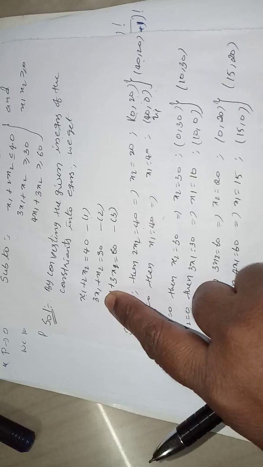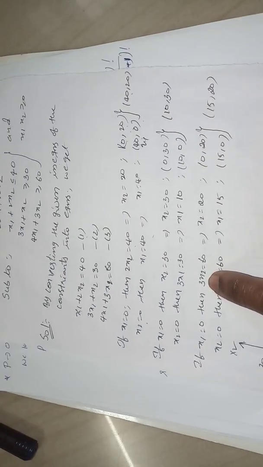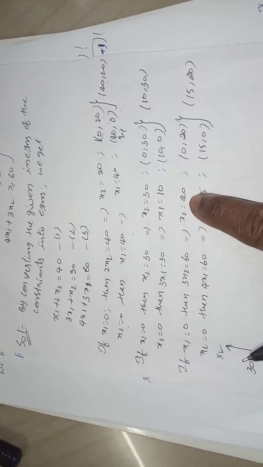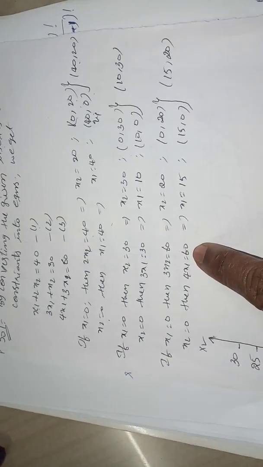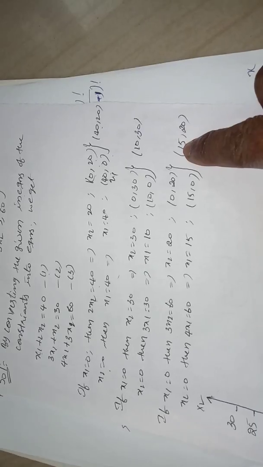Similarly for the third equation, if x1 equals 0, then 3x2 equals 60, so x2 equals 60 by 3, which is 20. So (0, 20). If x2 equals 0, then 4x1 equals 60, then x1 equals 15. So you get the coordinates (15, 0) and (0, 20).